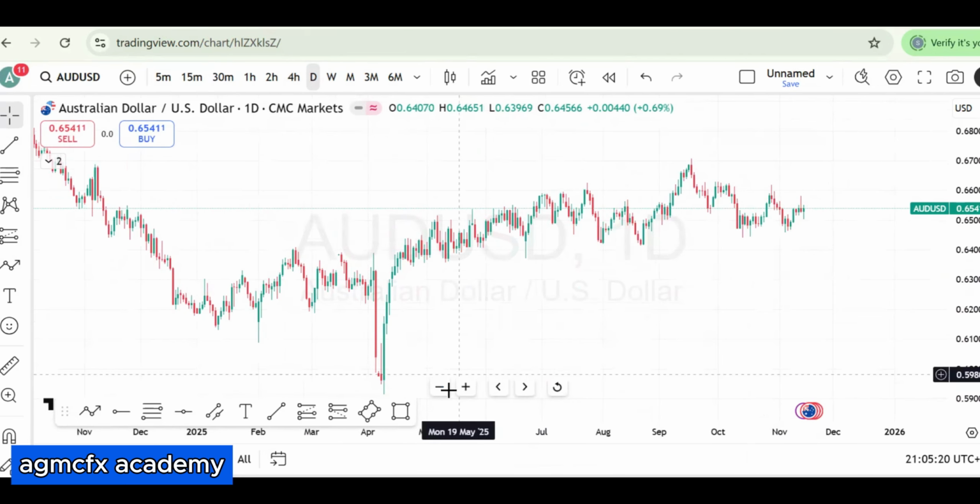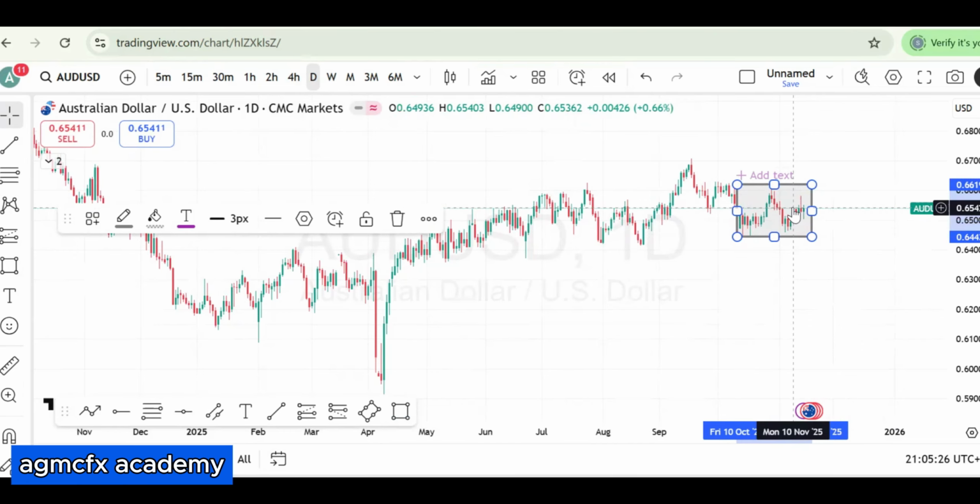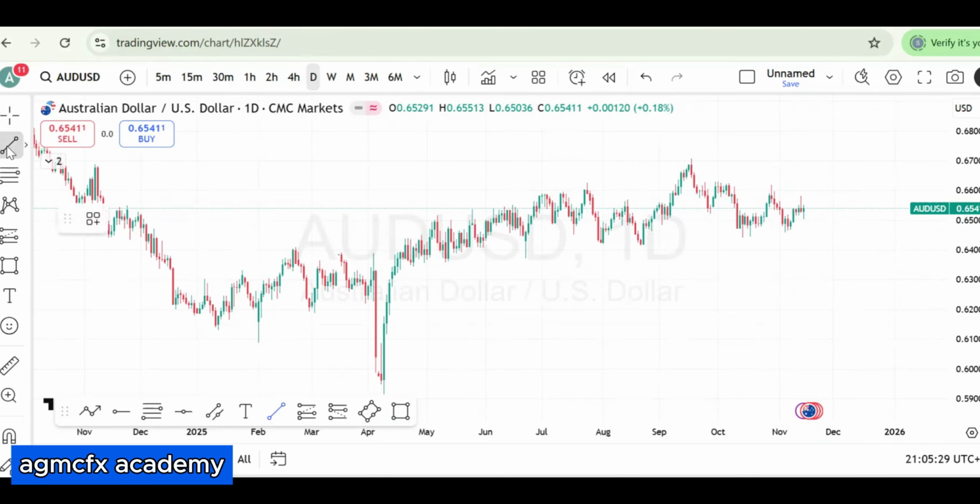You can also see on the daily time frame that this market is ranging. It has been ranging for some days now. So, but now I want to look at an opportunity to trade. So let's look at the support level.